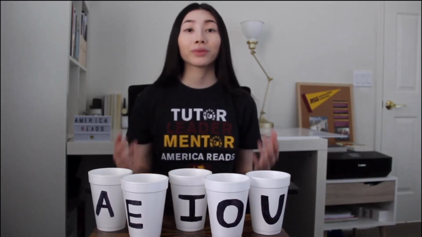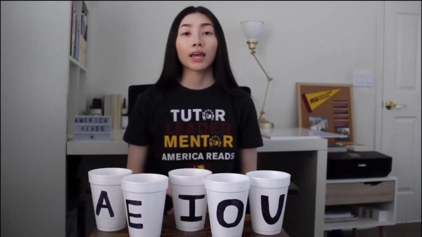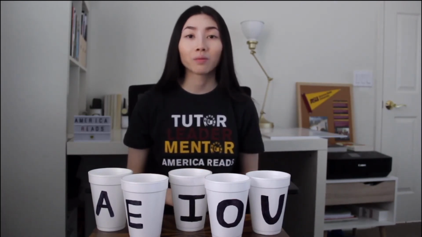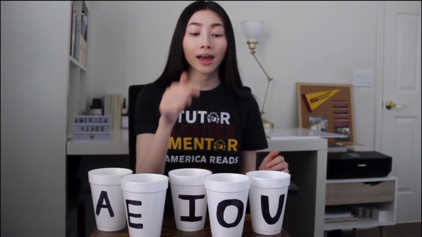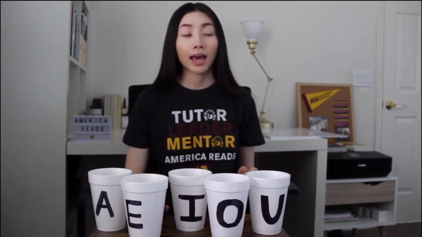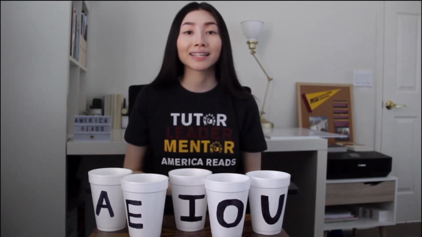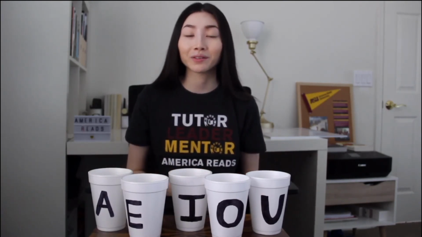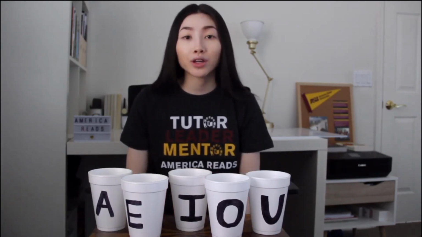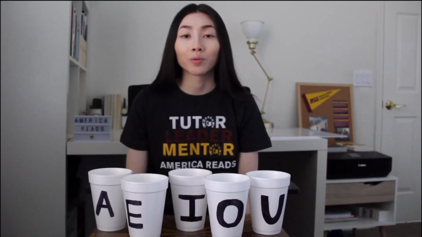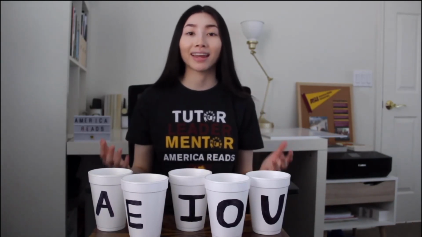So now, it's your turn. In order to create this game at home, all you have to do is grab 5 different cups, write A, E, I, O, and U on the different cups, and then grab a handful of some pebbles, rocks, or marbles, and place them in the right vowel cup when you say a word. And you can count how many syllables each word has. And so now you can practice your skills at home by using this fun game.